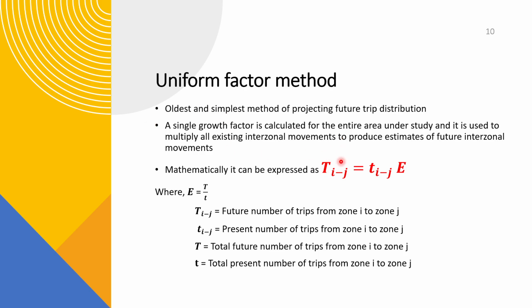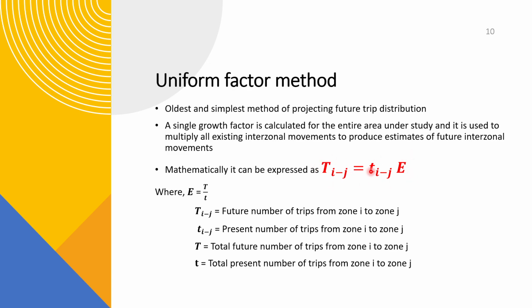Say for example, if you have a trip from zone I to zone J and growth factor E, just multiply the present trip with the growth factor, you will get the future trip from zone I to zone J. It will be clear when you are going through the numerical problems. I can explain more. Okay. Now just remember that this is the basic equation of growth factor.